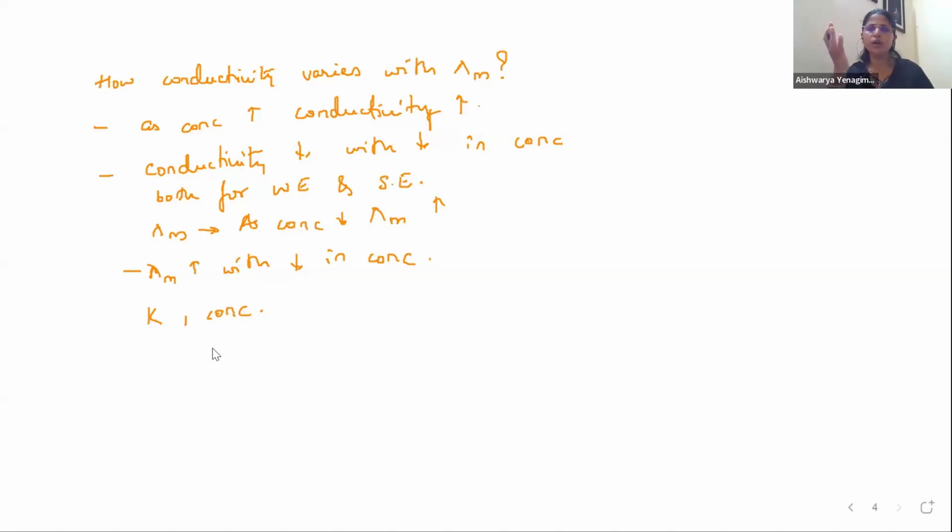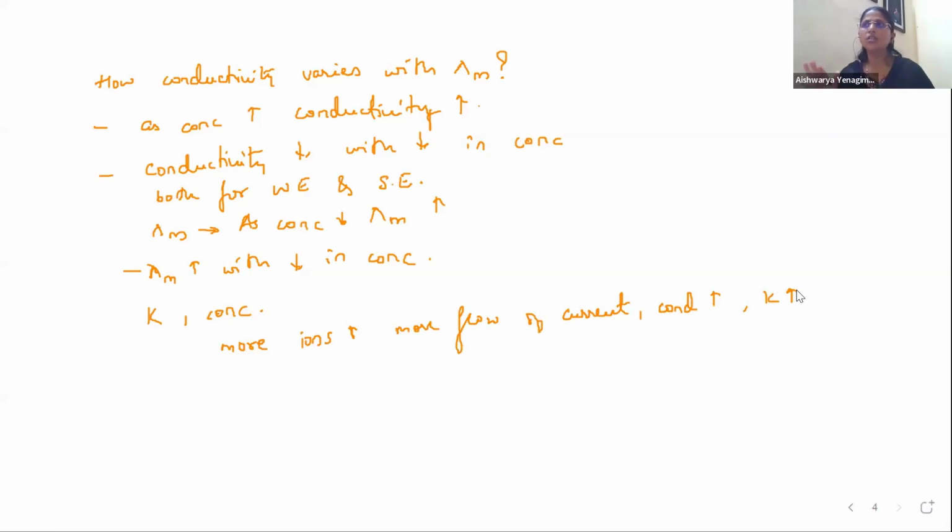So if you go on concentrating the solution, more number of ions are there. When there are more ions, they are current carriers. In case of electrolytic or ionic conductance, more ions contribute to more flow of current. So more flow of current means what? More flow of current means conductivity is more. Conductivity is more means what? Kappa is more. Is that right? Getting? So obviously my conductivity will increase. This is the simple logic.